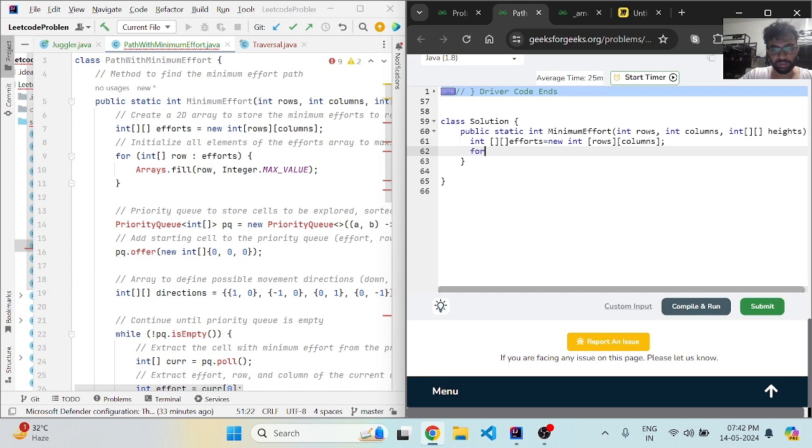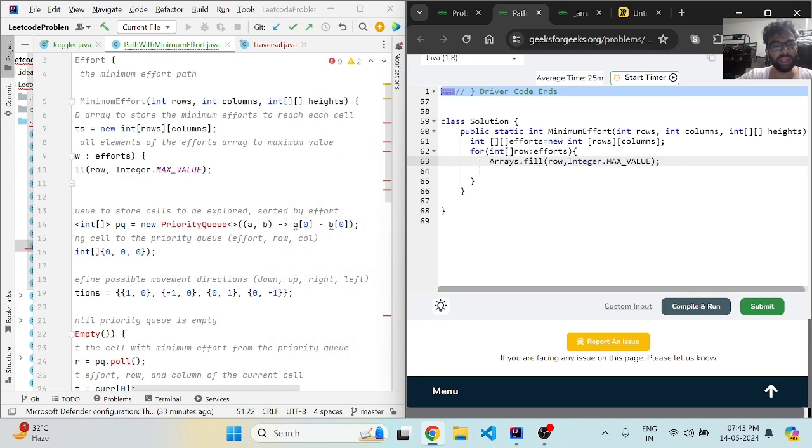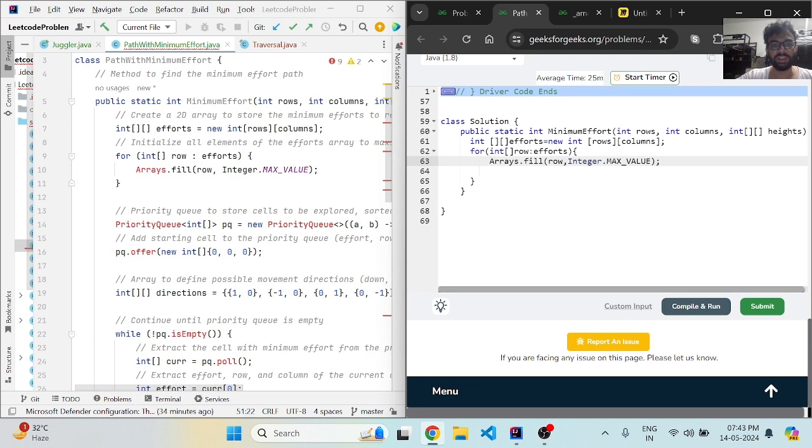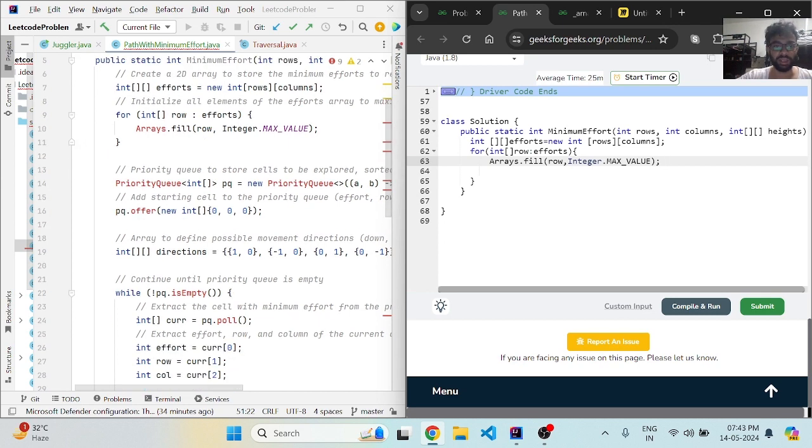Once rows and columns are passed, I'm going to traverse through the matrix using this efforts array, and I'm going to write over here Arrays.fill(row, Integer.MAX_VALUE). So why are we using row comma Integer.MAX_VALUE? We are basically initializing all elements of the efforts array to the maximum value.